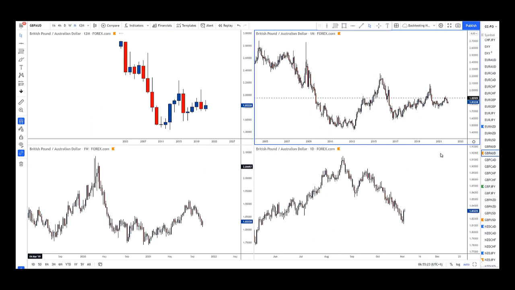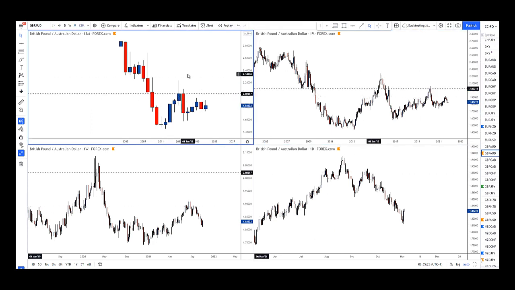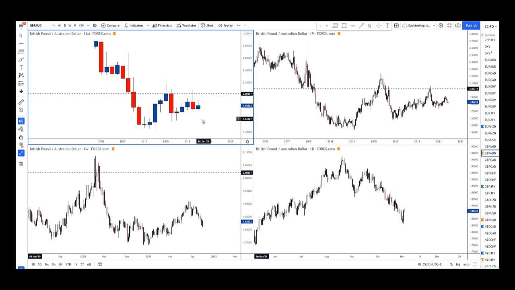Pound Aussie, this is another one, and I'm not cherry picking these pairs. You can go back and watch all the 27 pairs. You will be amazed how well this is working. So this hits the level of resistance, and then price drops.